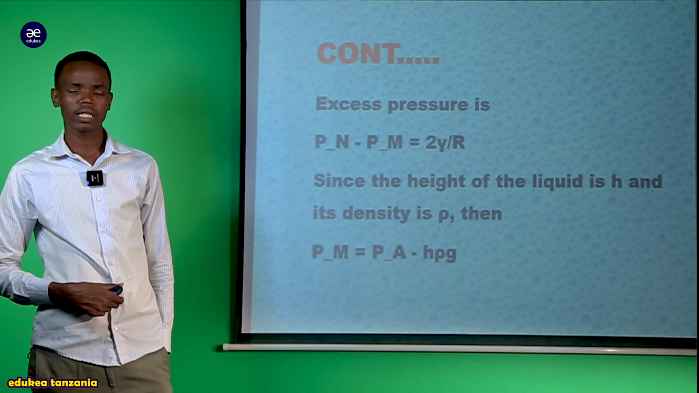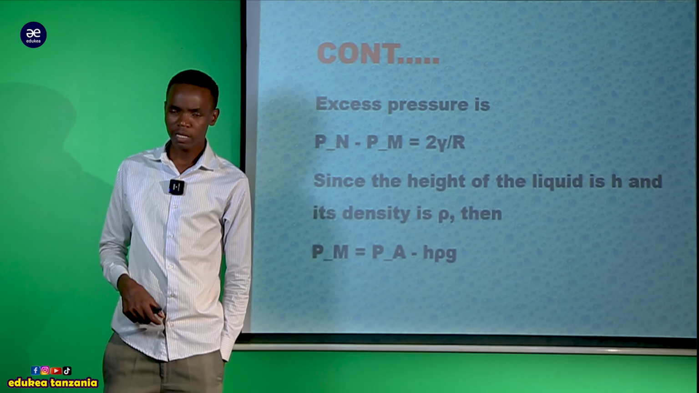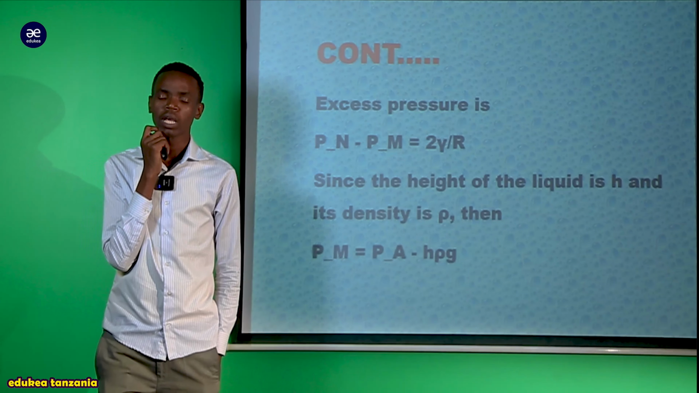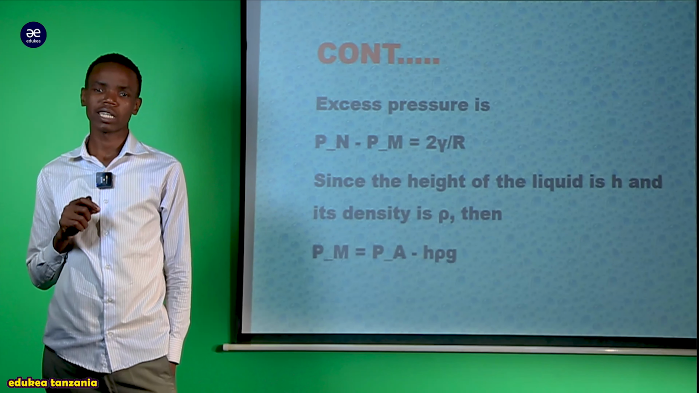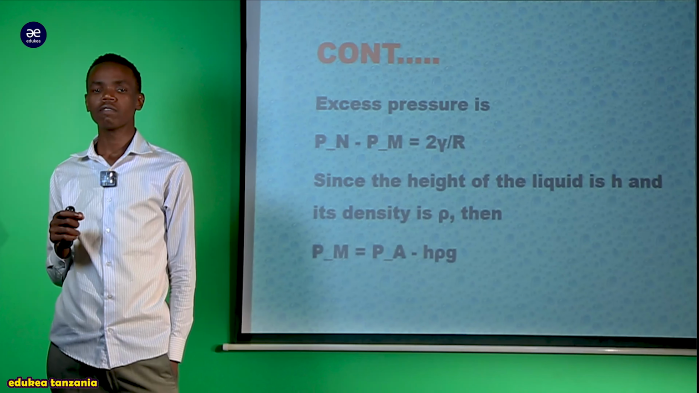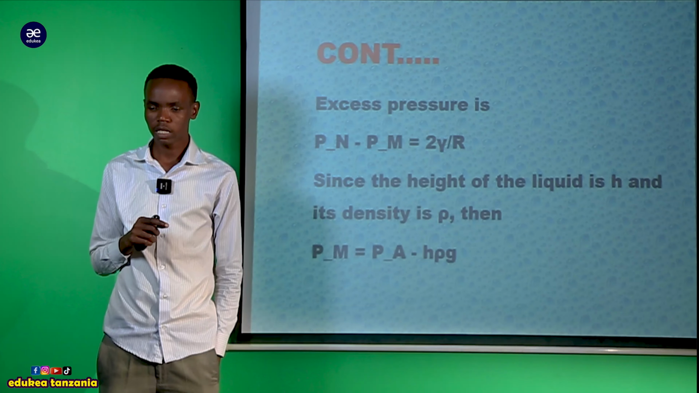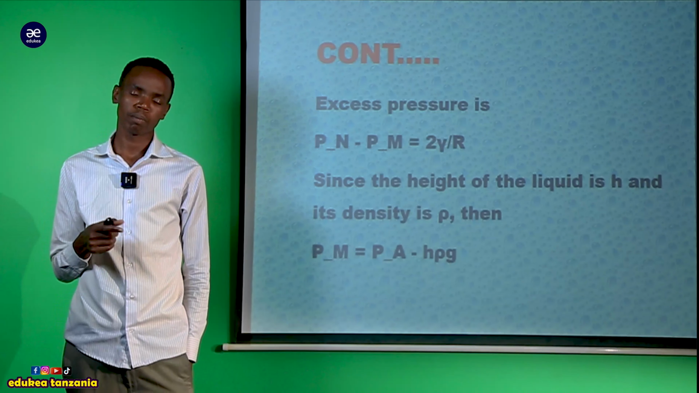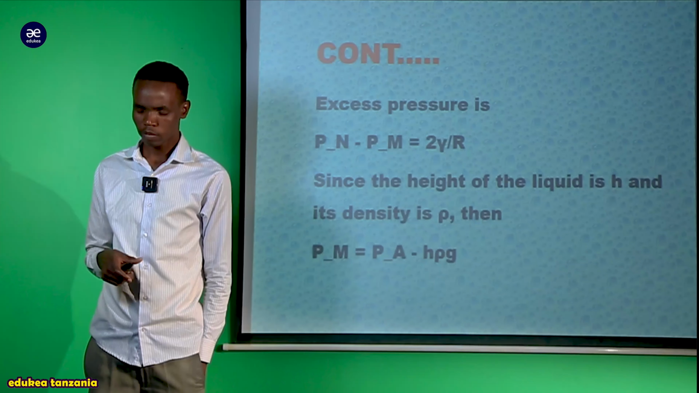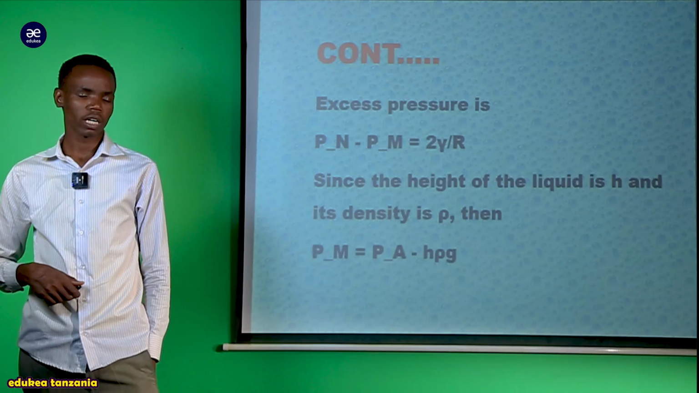Now, how can we get the excess pressure? In the past lecture, we explained the way we can obtain the excess pressure. We said that the excess pressure is the difference between the pressures, obtained by taking either P1 minus P2 or P2 minus P1, which is equal to 4 times the surface tension divided by R. This is the formula that we demonstrated in the last session.